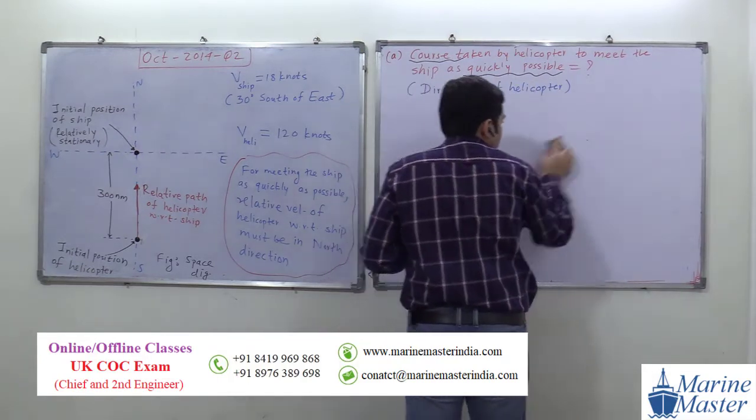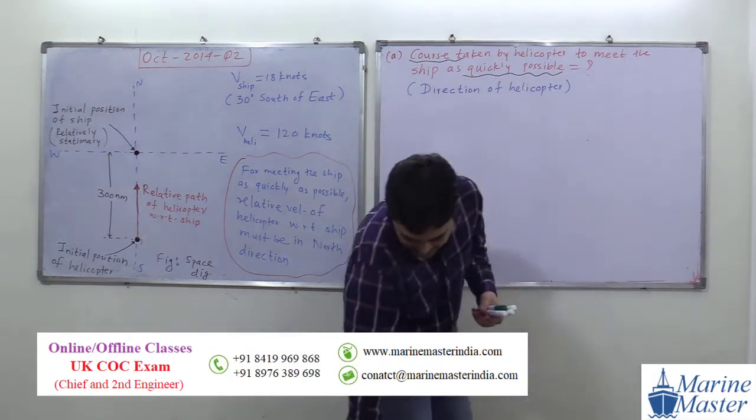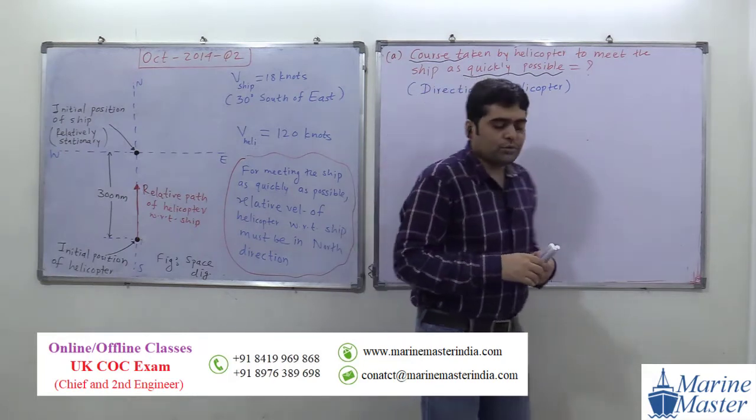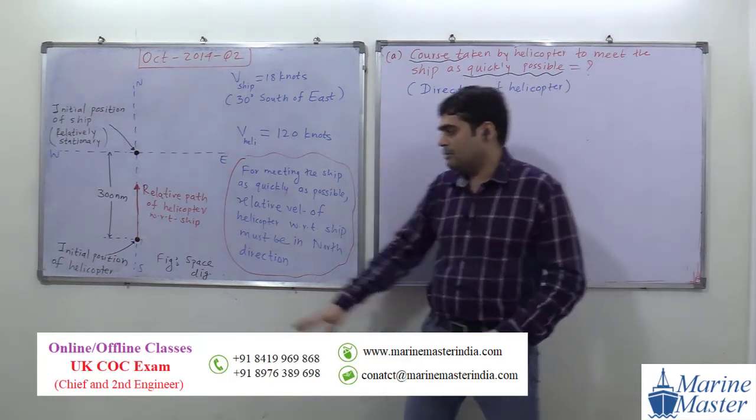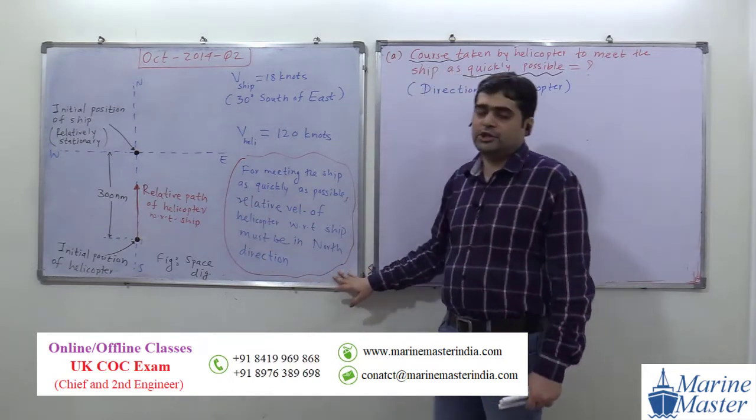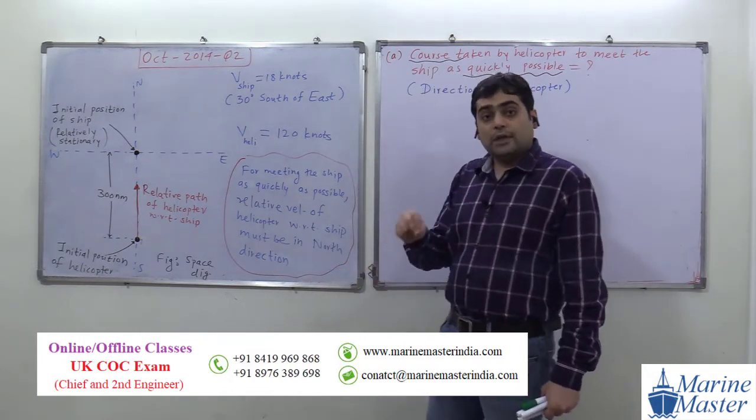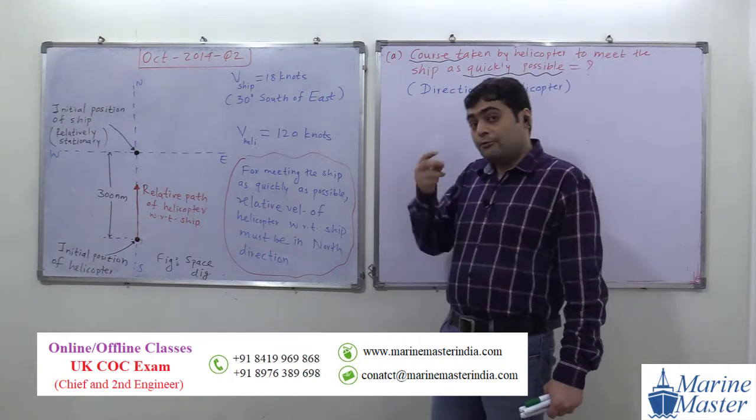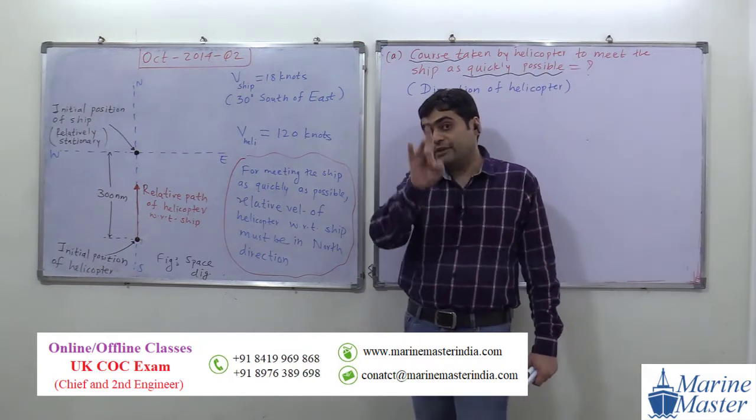So now try to see the scenario here. What does the question want to say? First of all, we have drawn this space diagram. From this space diagram, we got the direction of relative velocity of helicopter with respect to ship. Now, from this space diagram, we are going to draw the velocity vector diagram.